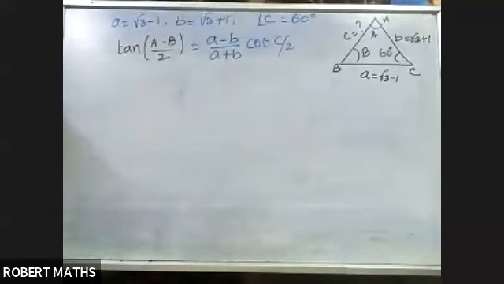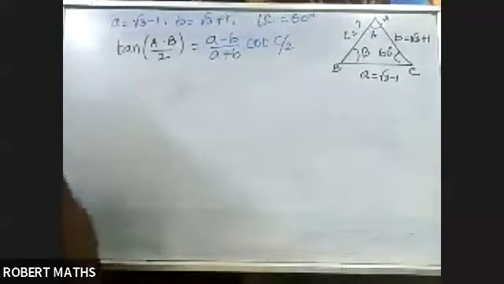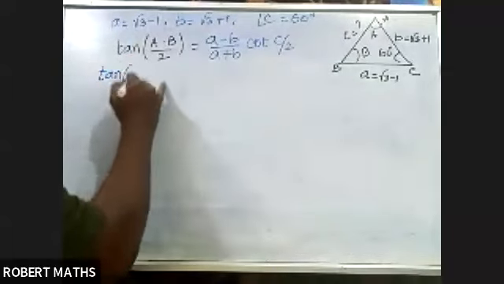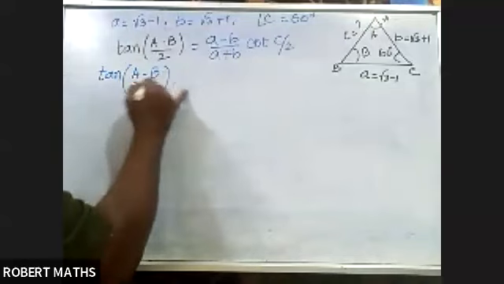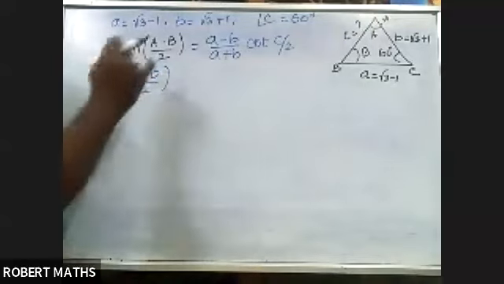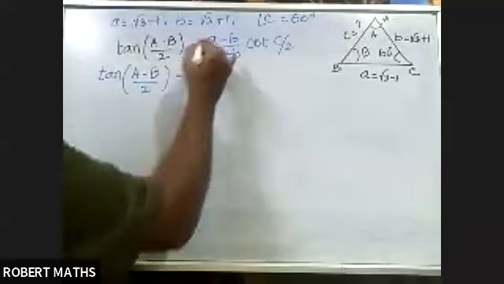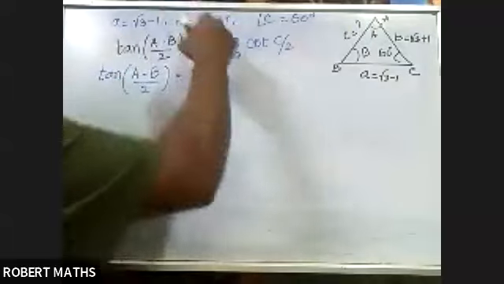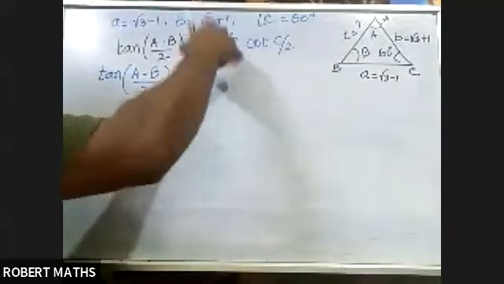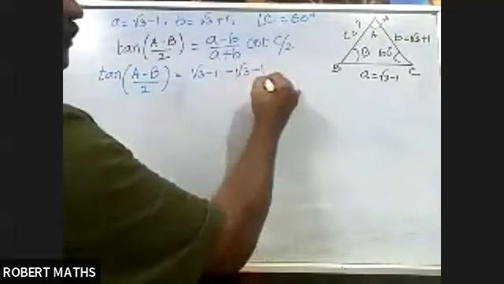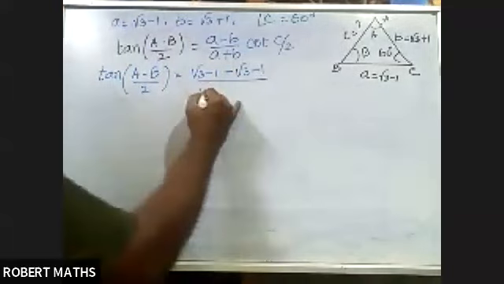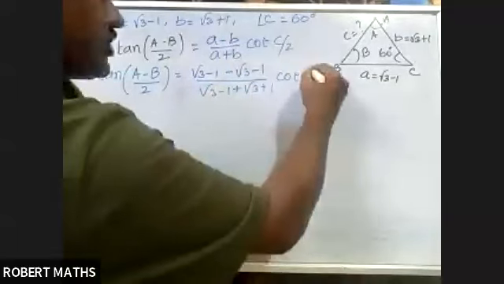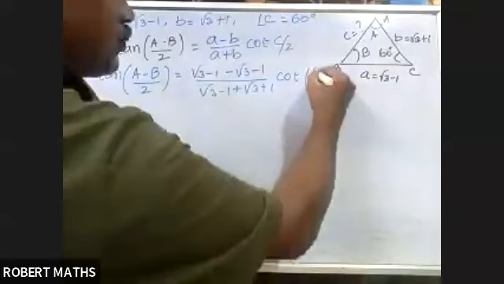How can you substitute here? A minus B, so we have written all the values, which is equal to tan (A minus B) divided by 2. I need to find these two angles, capital A and capital B. What is your a value? √3 minus 1. What is your b value? √3 plus 1. Taking minus: (√3 minus 1) divided by (√3 minus 1 plus √3 plus 1) into cot C by 2, cot 60 degrees divided by 2.